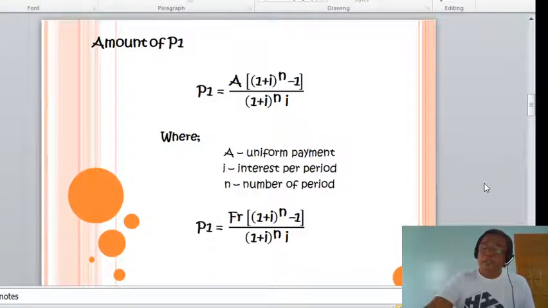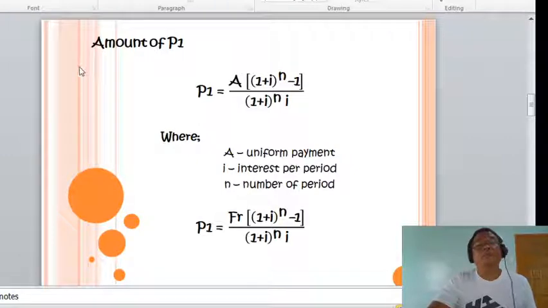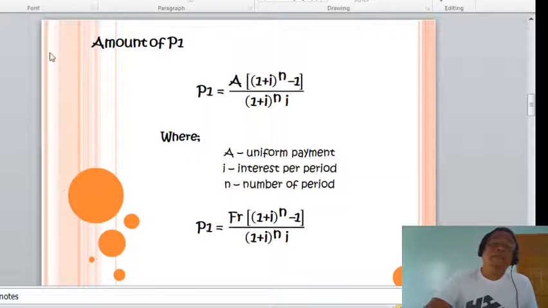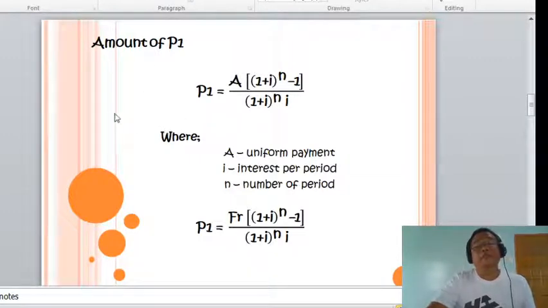Getting now the principal amount, P sub 1, the present amount of all the annuities. From the ordinary annuity formula, P sub 1 equals A multiplied by (1 plus I) raised to n minus 1, all over (1 plus I) raised to n multiplied by I. This is a very basic formula, where A is the uniform payment, which is replaced by FR, I is the interest per period, and N is the number of periods.